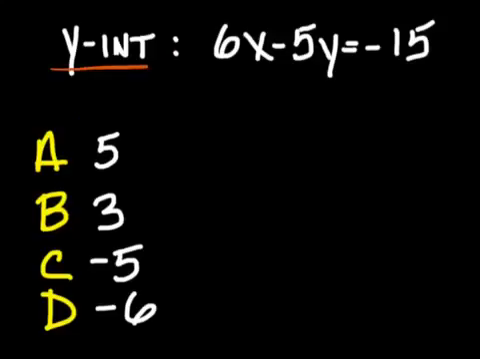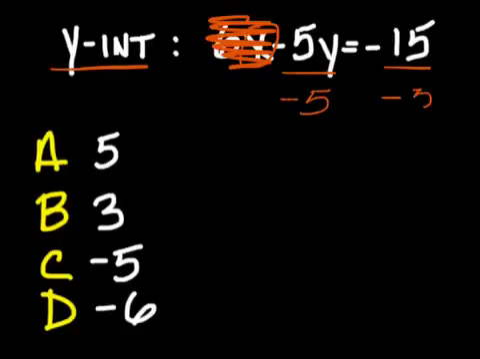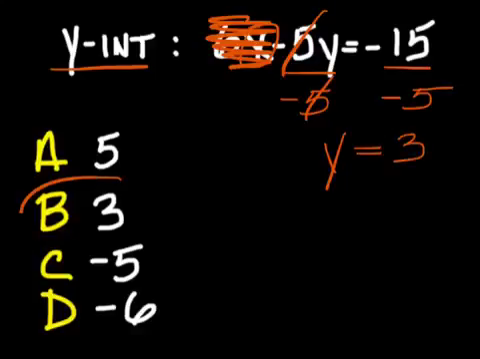If you want to find the y-intercept, you put a 0 in for x. That knocks out the entire x term. So you're left with this. Divide by -5. These cancel. Should be a +3, which is B.